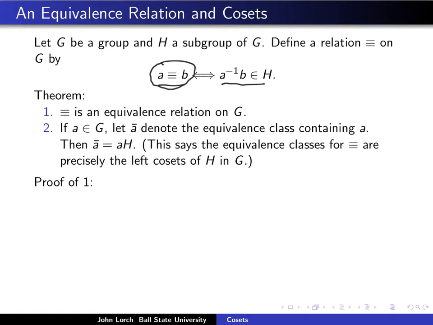In fact, we'll go ahead and prove part one, and that might help us review a few things about equivalence relations. So remember, an equivalence relation is a special relation that has three properties. The first thing that it has to have is a reflexive property. That means we require that anything be equivalent to itself, right? And that's true because A inverse times A is the identity. And remember, every subgroup contains the identity.